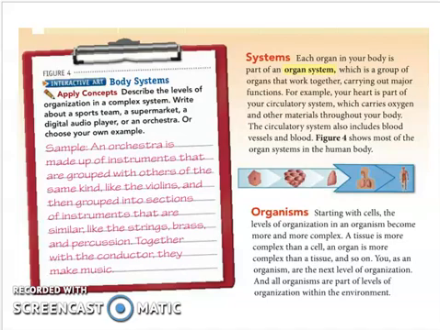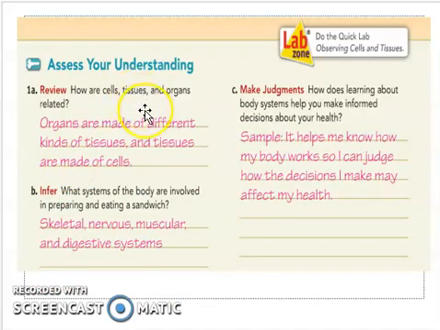Next is this one. This is our last part. By the way, you can answer on your own, girls. I'm just showing you the answer so that you have a reference. Number 1A, review. How are cell, tissue, and organs related? Organs are made up of different kinds of tissue, and tissues are made up of cells.